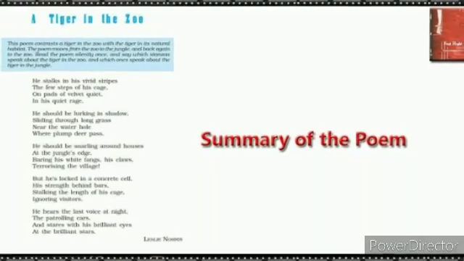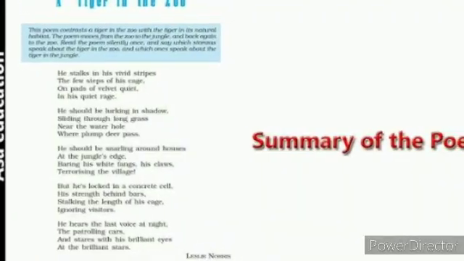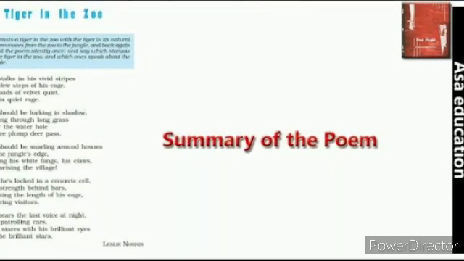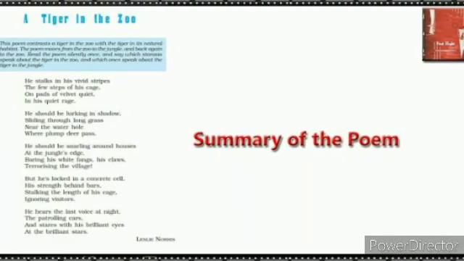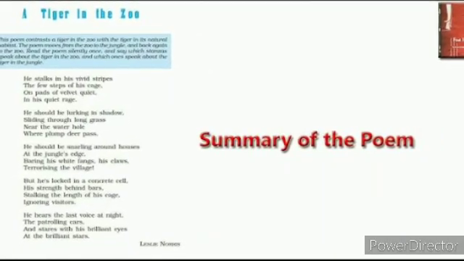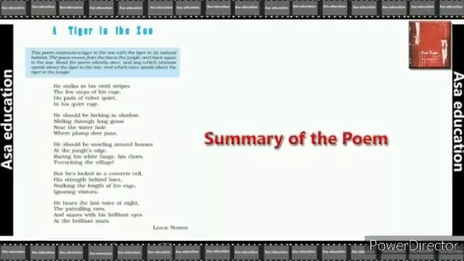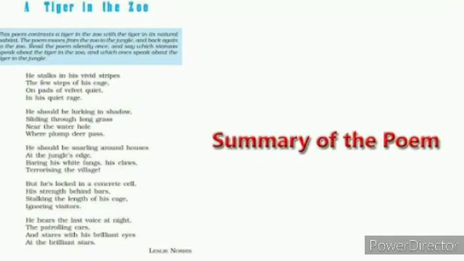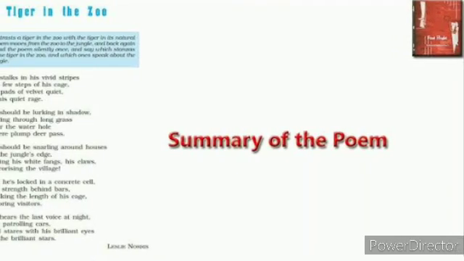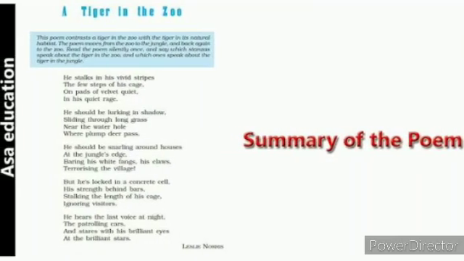He walks in his vivid stripes, the few steps of his cage, on paths of velvet quiet, in his quiet rage. He should be snarling around houses at the jungle's edge, baring his white fangs, his claws, terrorizing the village. But he's locked in a concrete cell, his strength behind bars, stalking the length of his cage, ignoring visitors. He hears the last voice at night, the patrolling cars, and stares with his brilliant eyes at the brilliant stars.